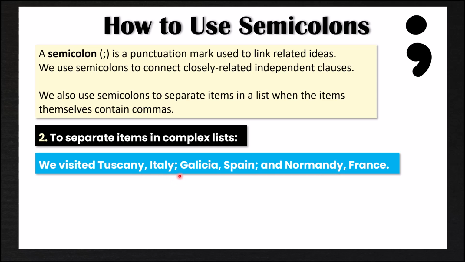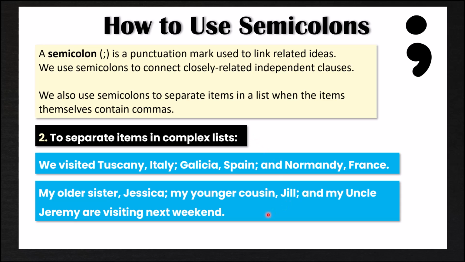So we have to use semicolons after each item to make it easier to read and understand. I do have a video on this topic, which goes into more detail, which I've linked you to in the description below as well.